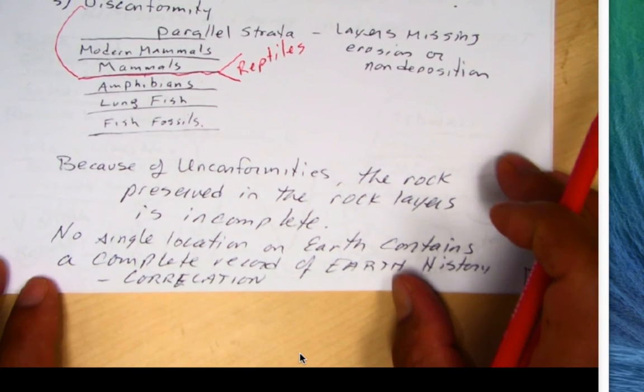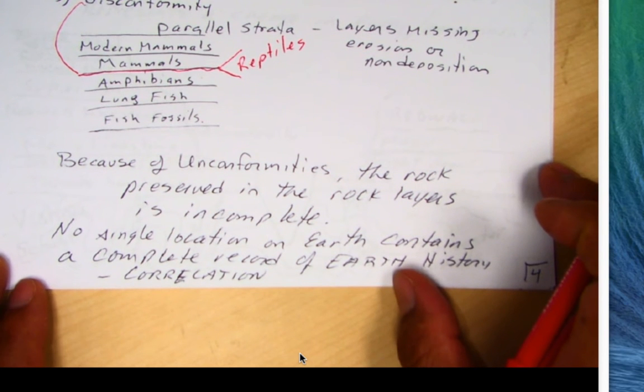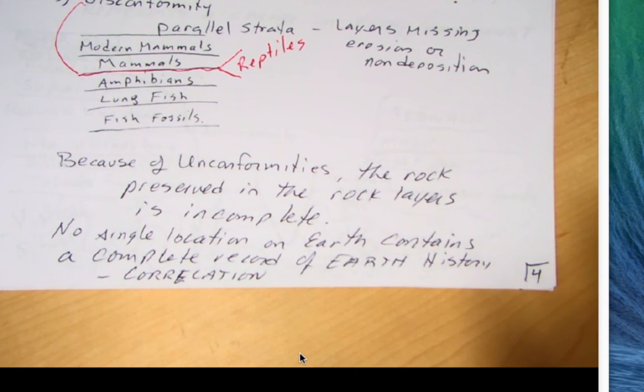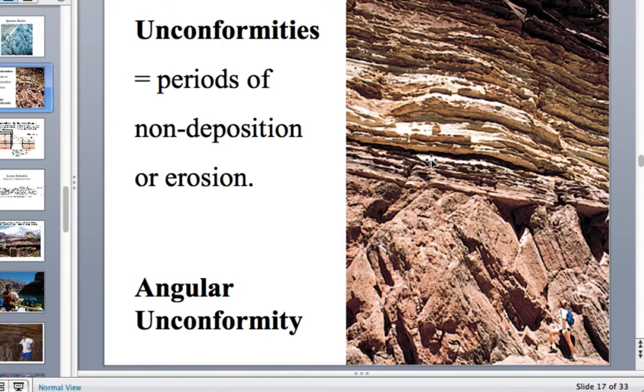Now, because of unconformities, the rock record presented in the rock layers is incomplete. So no single location on Earth contains a complete record of Earth's history. So in order to figure out the rock formations of planet Earth as a continuous feature, like we show in the geologic column, we need to have correlation, right? And correlation is we're going to match rock units from one area to another, right? So here we'll look at some unconformities.